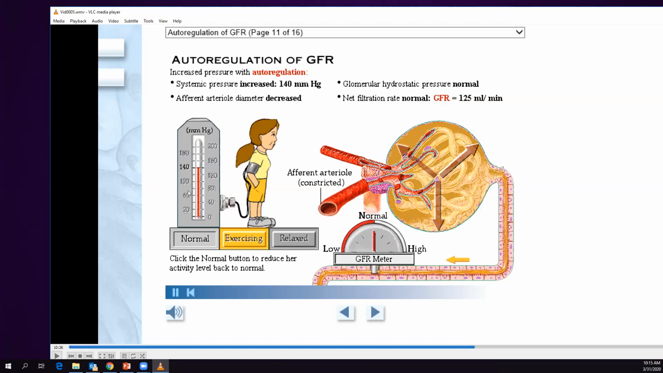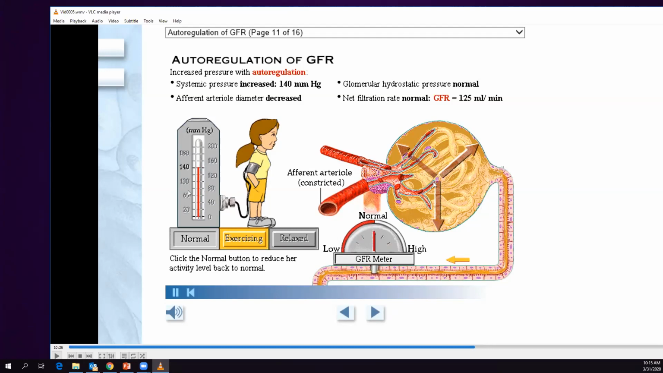Okay, so now I wanted to stop here. All right, so why did we constrict this? I thought every time you constrict something, your blood pressure goes up. That's the blood pressure in that vessel. But that's not what we're concerned about.